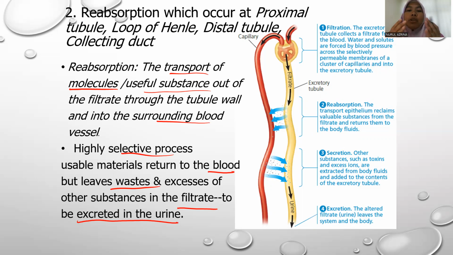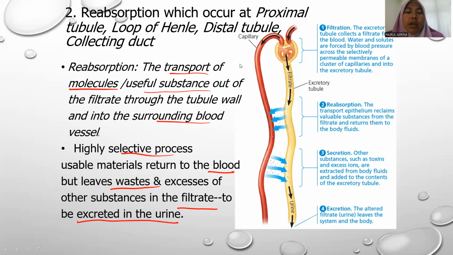Meaning, let's say for useful substances like glucose, if your body cells need more glucose, glucose will be reabsorbed from the filtrate into the surrounding blood vessel, right? But if, for example, you have excess glucose, the excess glucose will be retained in the filtrate and exit in the urine. So that's why with diabetic people, if you do a urine test, glucose can be found in their urine if the person has a very high diabetic problem. Okay, right.